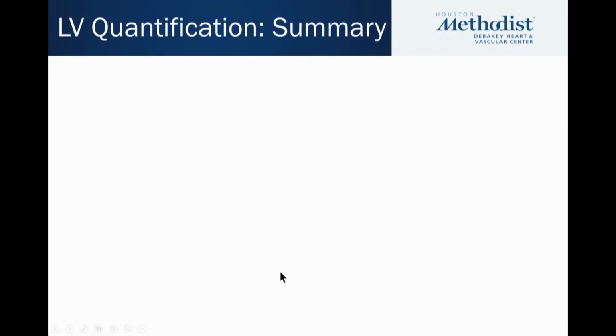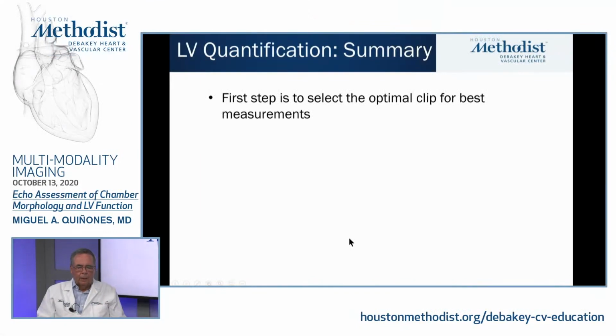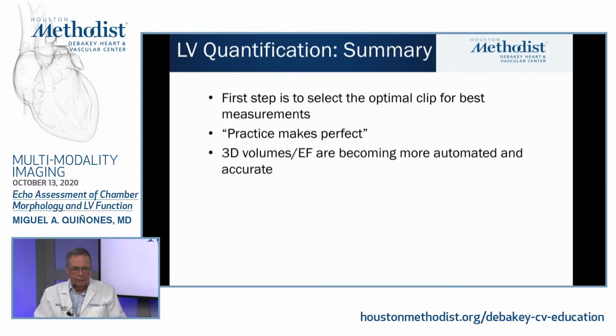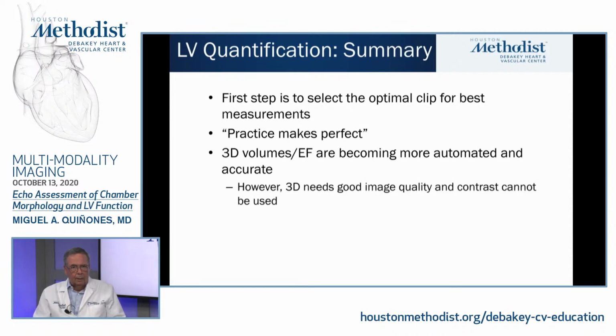So if we summarize what we have discussed so far, the first step is to select an optimal clip for best measurements. Absolutely. That is number one. Practice makes perfect. The more you measure, the better you are going to get. If we use 3D, then we need to recognize that 3D volumes and EF, although they are becoming more automated, simpler, and more accurate when you get all the right ingredients of good quality images and so on, the limitation is that you still need pretty decent quality images, and contrast cannot be used. Right now, the systems get confused when you use contrast.